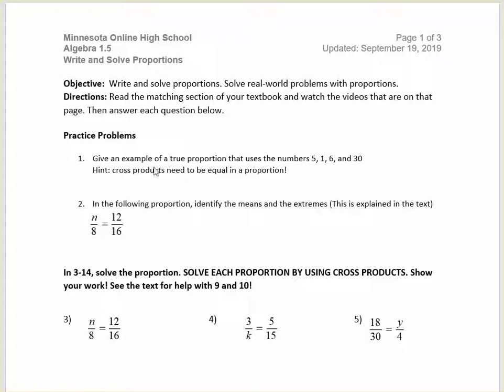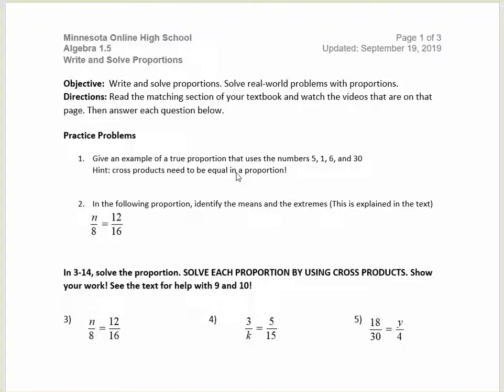Alright, number 1, it says give an example of a true proportion that uses the numbers 5, 1, 6, and 30. And remember that cross products need to be equal in a proportion. You'll see this in the first couple paragraphs of the reading.